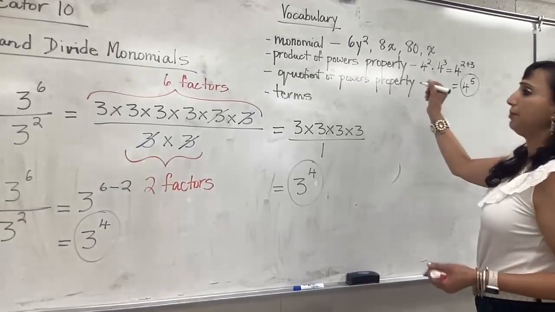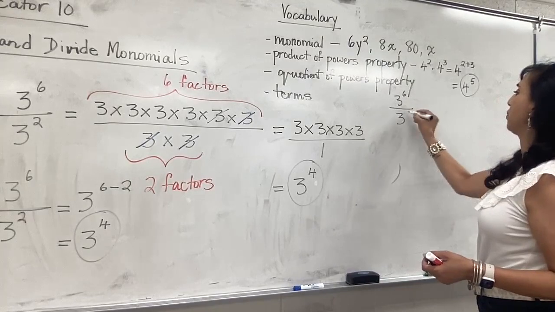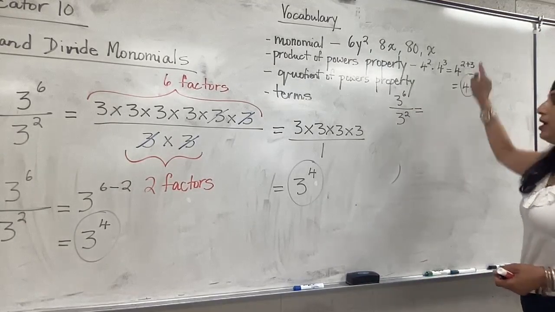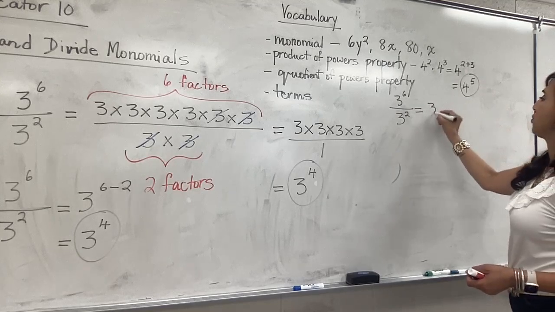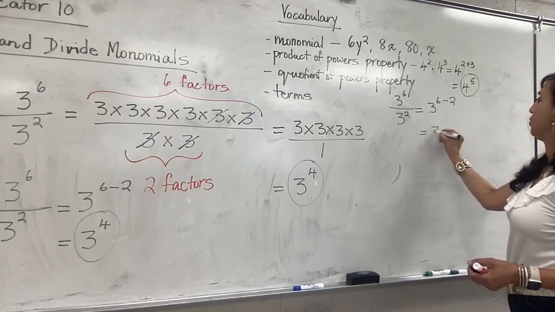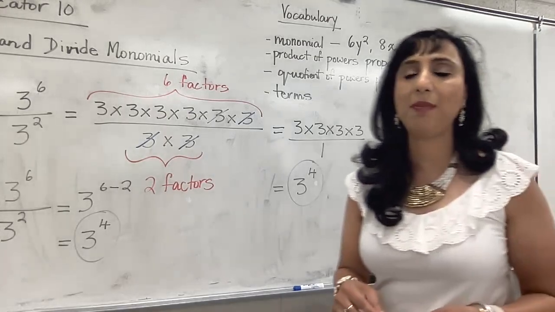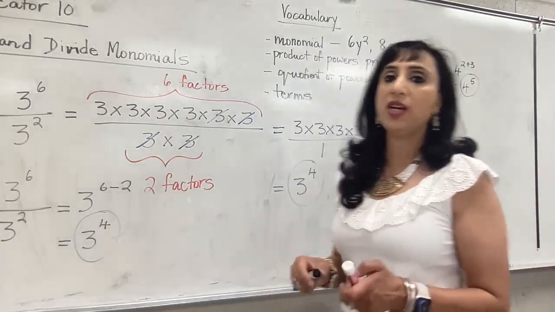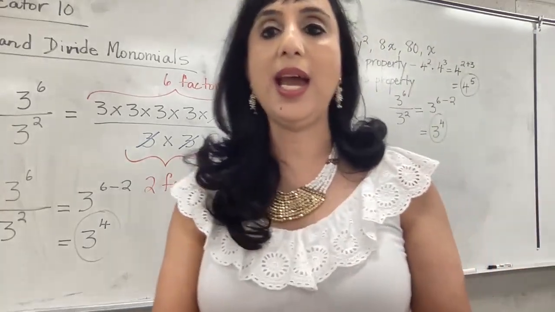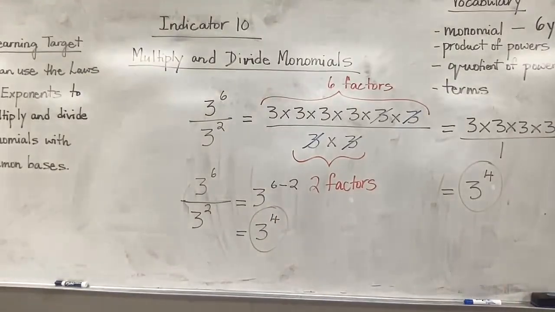So this one here, 3 to the 6th power over 3 squared. Like in multiplication, we added the exponents. In division, we are subtracting the exponents. And I end up with 3 to the 4th power. So as long as the bases are the same in division, the quotient of powers property says that you subtract the exponents.